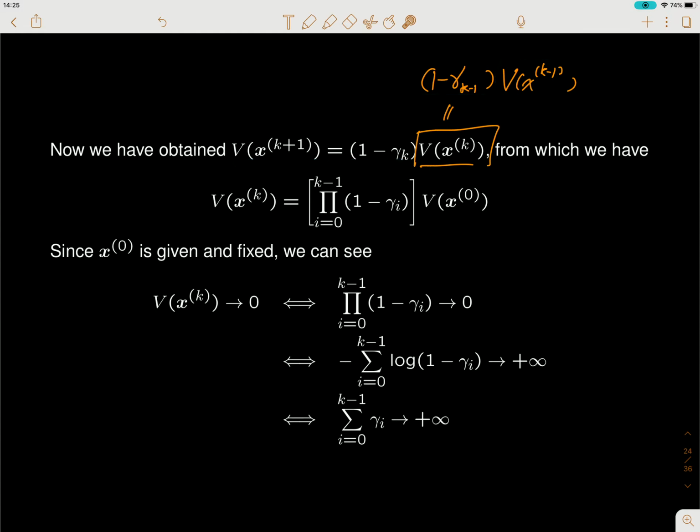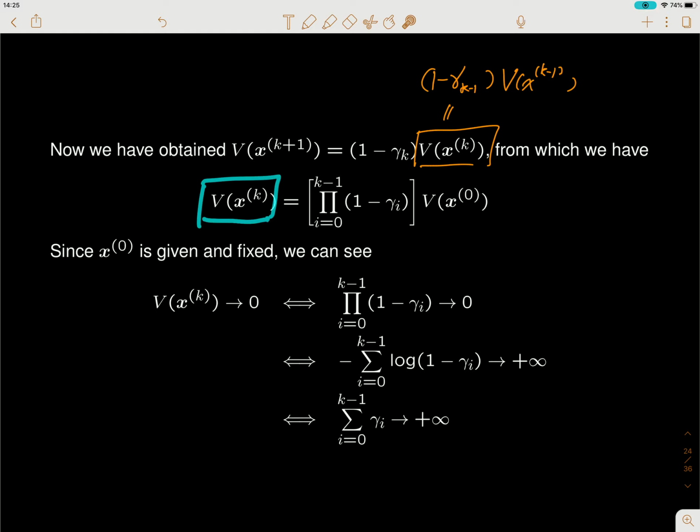Eventually, you will see that this index is getting smaller and smaller, and every time you reduce this index by 1, you extract one more term of 1 minus gamma something. So you just keep decreasing this index. Eventually, you will reach v(x_0), and in the last step you extract a term 1 minus gamma_0 there as well. Okay.